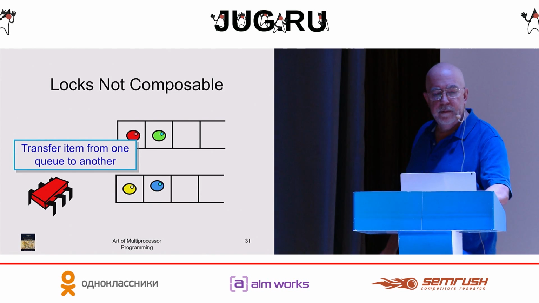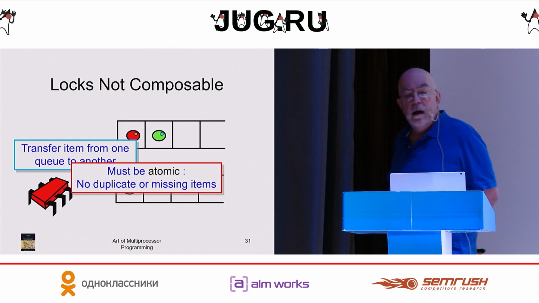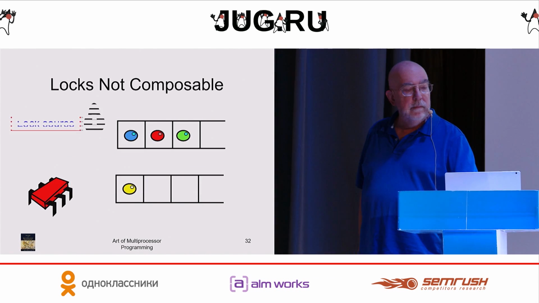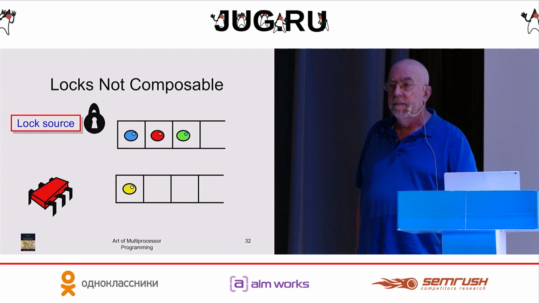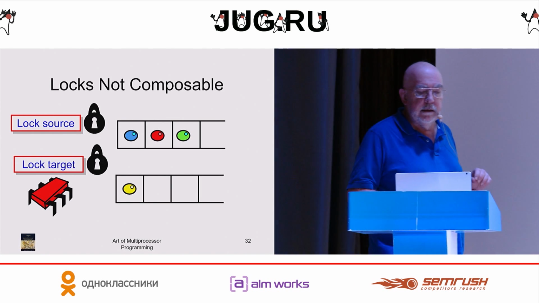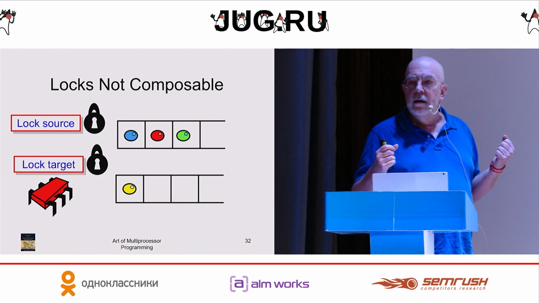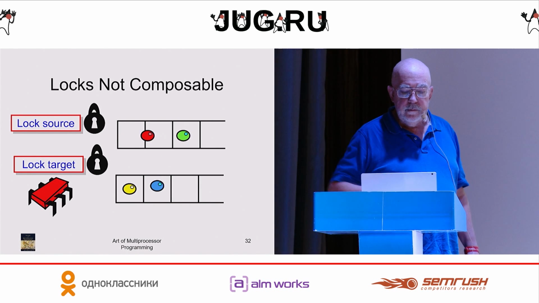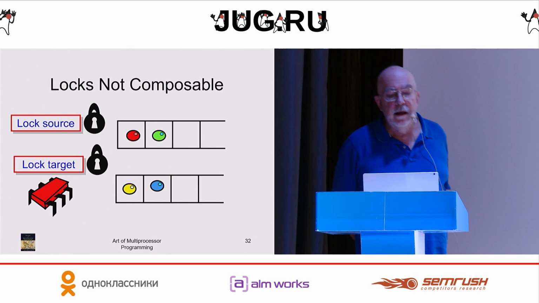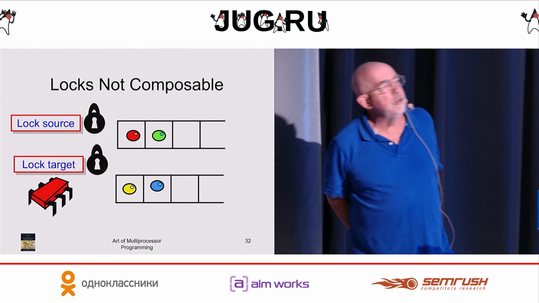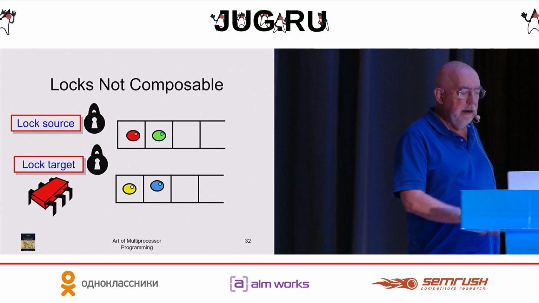For example, suppose I write a Java data type to do this. Well, here's what I really want. What I really want is to lock the source. So I lock the first queue, then I lock the second queue, then I do the transfer, and then I release the locks. Now, if you try to do this with Java synchronized methods, then it doesn't work.